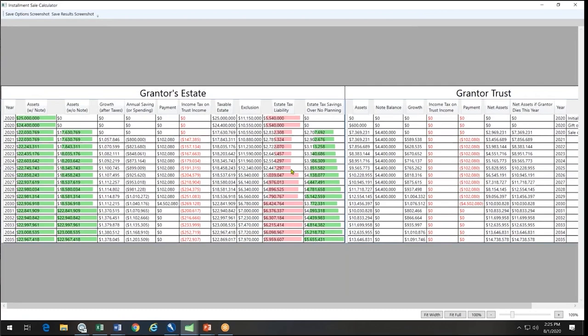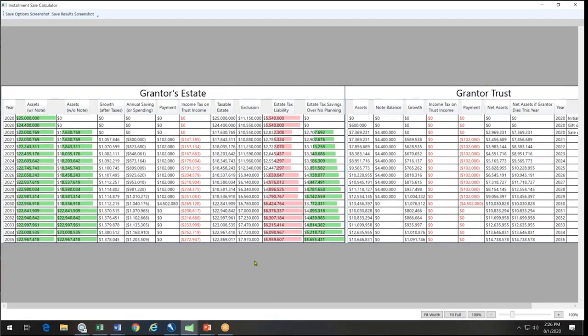The EstateView module that I just showed you is always for a married couple. If you have a single person, quite honestly, you have to kill off the first spouse in day 1 and then measure the second spouse. But for an installment sale, this would be for a single individual, whether married or not. Assets before you start, assets separate from the note, growth of the assets, annual savings or spending, how much is the note payment, what is the income tax on the income of the trust, when would you toggle off or toggle on, what is the taxable income? Yes.